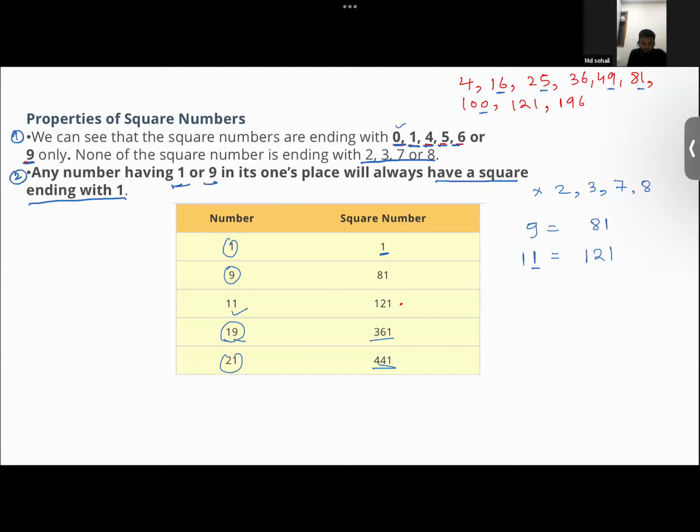Read this one, Arhan. What does the second property say? Any number having 1 or 9 in its ones place will always have a square ending with 1.